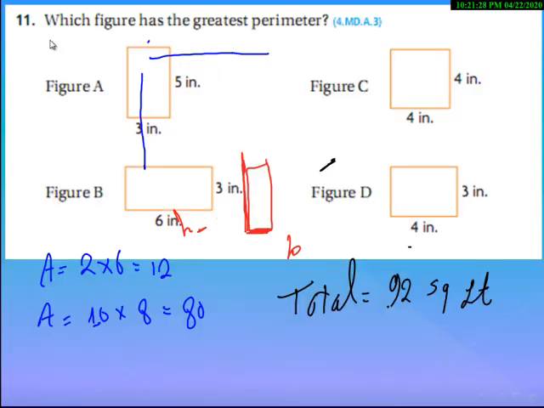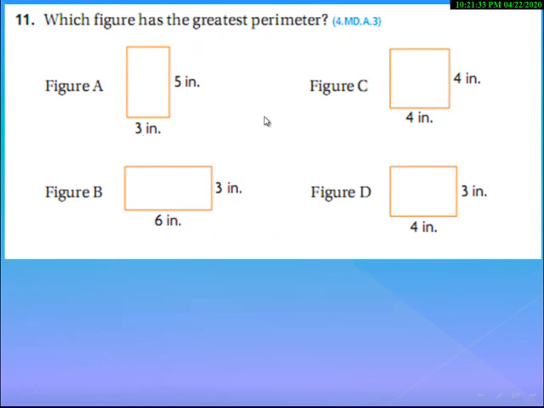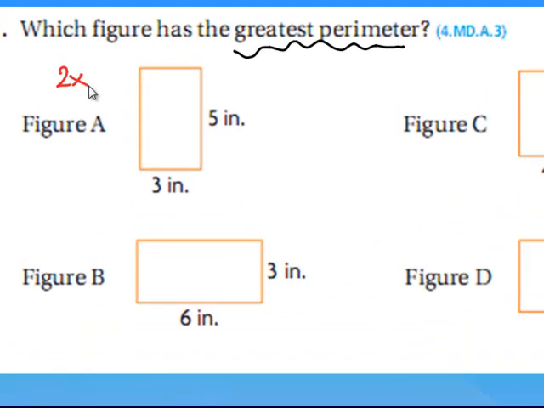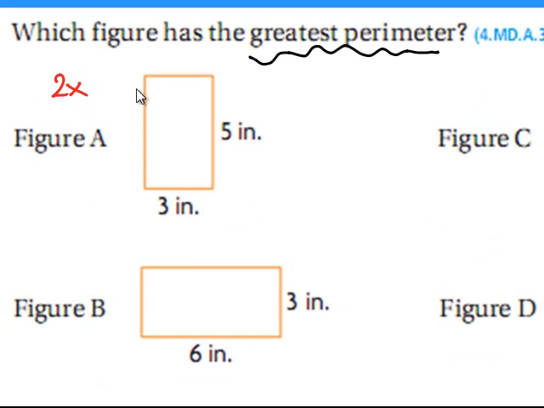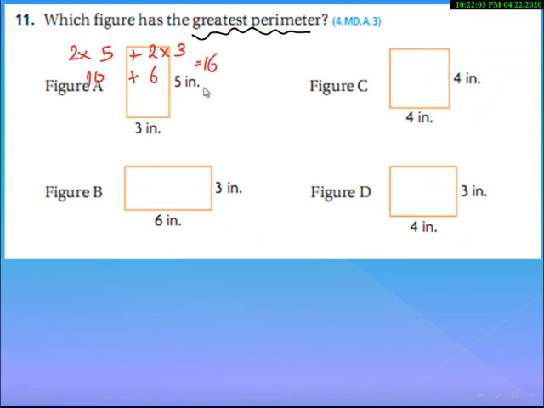Let's go. Here, question 11. Which figure has the greatest perimeter? In this question, he wants you to find the perimeter for each. Then you will choose the greatest perimeter. Let's see. And you should choose your formula for perimeter. 2 multiply what plus 2 multiply what? 2 multiply 5 and 2 multiply 3. So the answer is here 10 plus 6 equals, great, 16.